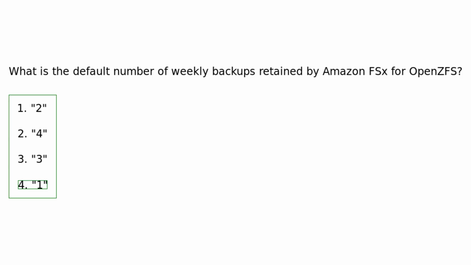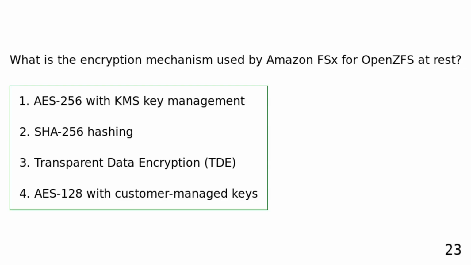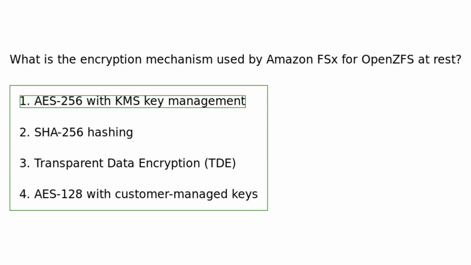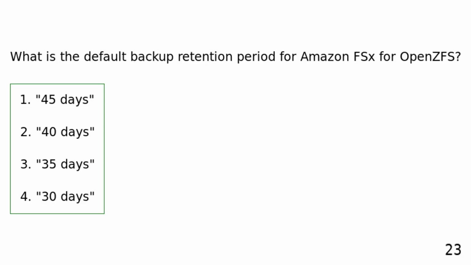What is the encryption mechanism used by Amazon FSx for OpenZFS at rest? AES 256 with Key Management Service. SHA 256 hashing. Transparent Data Encryption. AES 128 with Customer Managed Keys. Amazon FSx for OpenZFS utilizes AES 256 encryption with AWS Key Management Service for data at rest, ensuring strong cryptographic protection.